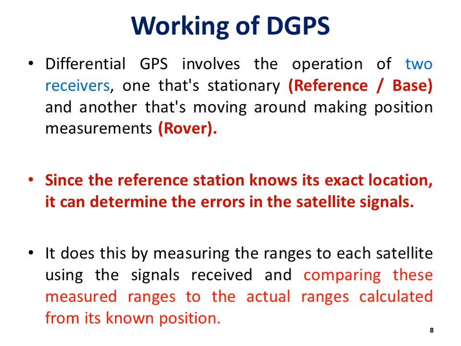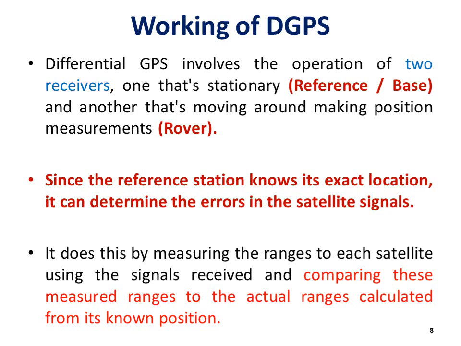DGPS, otherwise called differential GPS, involves the operation of two receivers. As we saw earlier, there are two receivers. The one which is stationary is called the reference or base, and the other is the rover, which is moving around making position measurements. Since the reference station knows its exact location, it can determine the errors in the satellite signal.